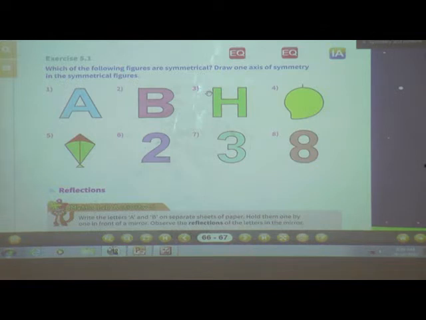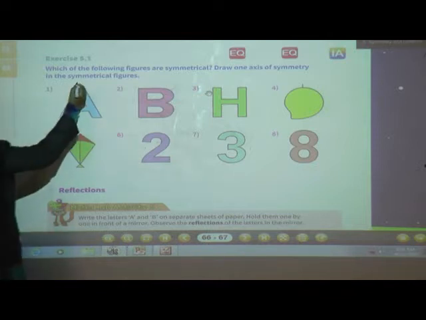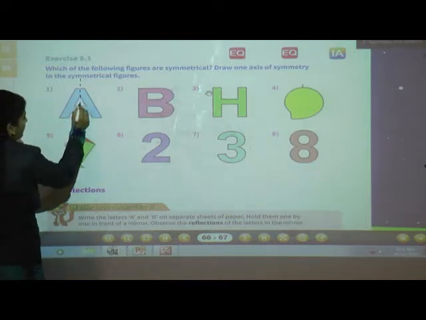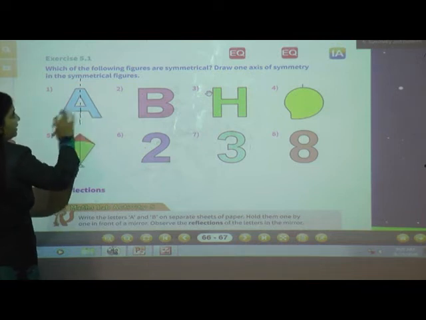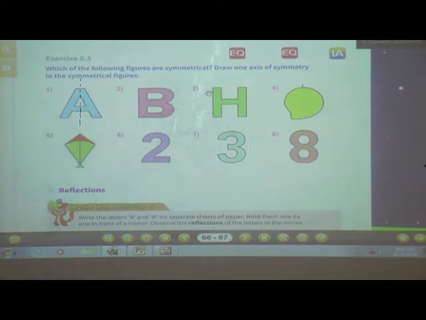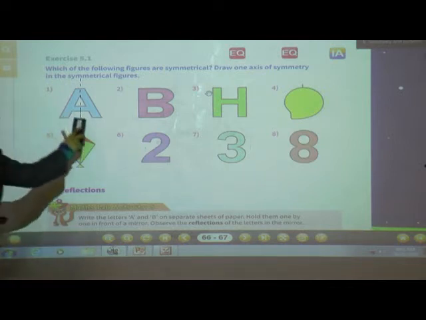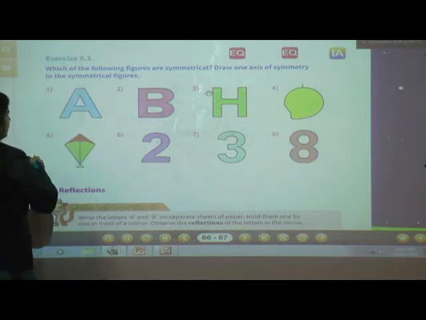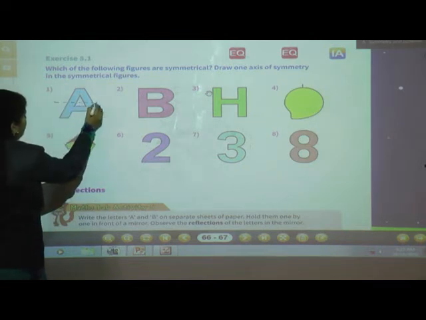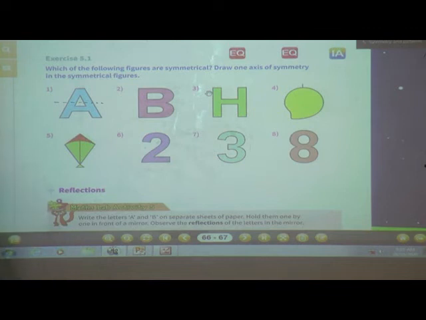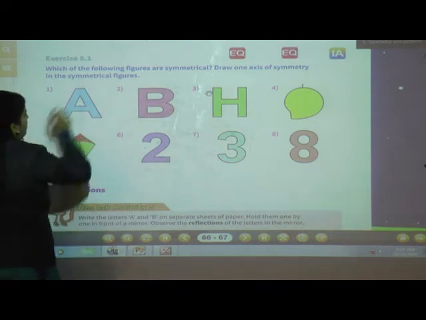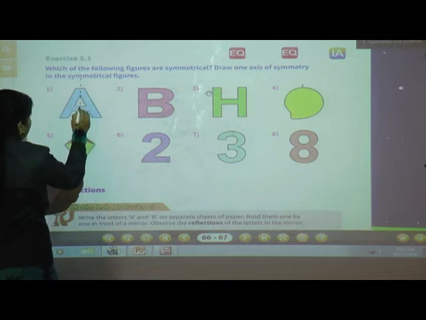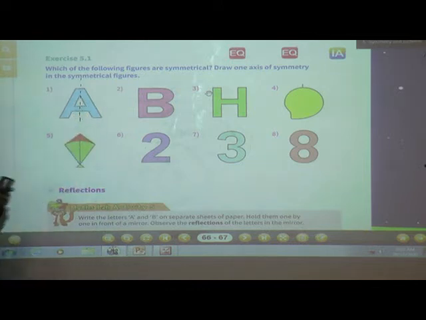For A, draw one axis of symmetry in the symmetrical figure. So how can I draw, students? Tell me. I can draw a vertical line. Okay, so this vertical line divides the A into two halves. Suppose I draw a horizontal line, does this line divide it into two equal halves? No. So we can draw a vertical line and it divides the A into two halves.